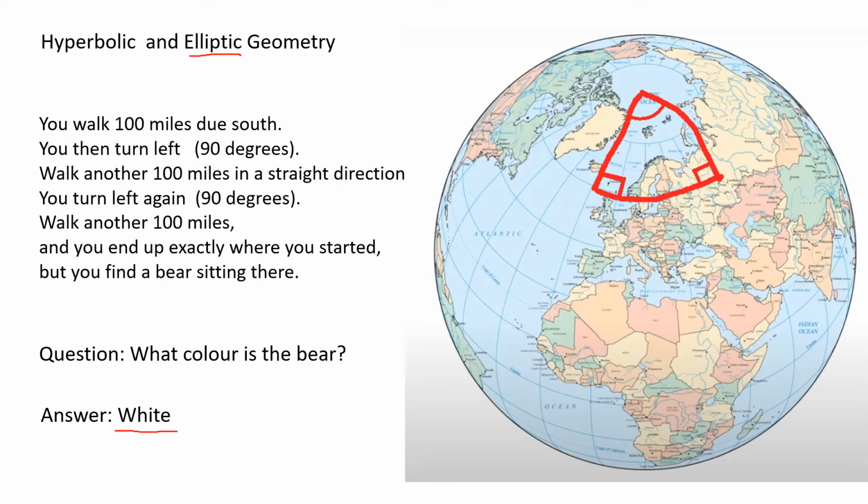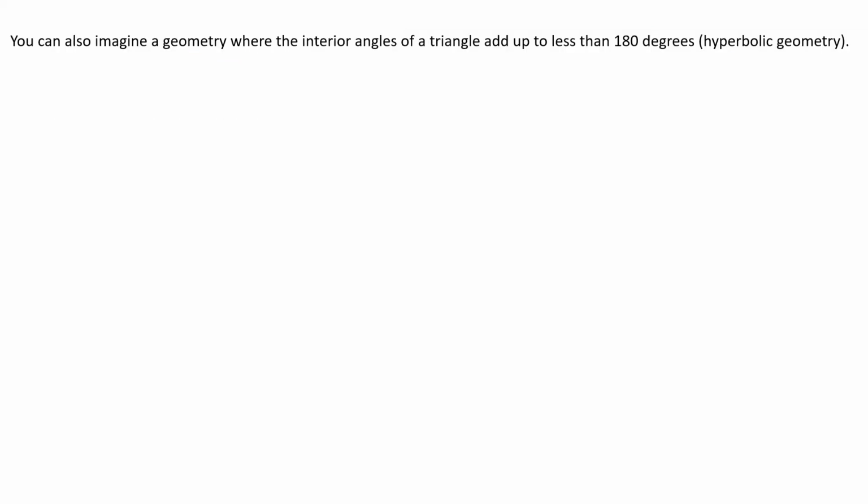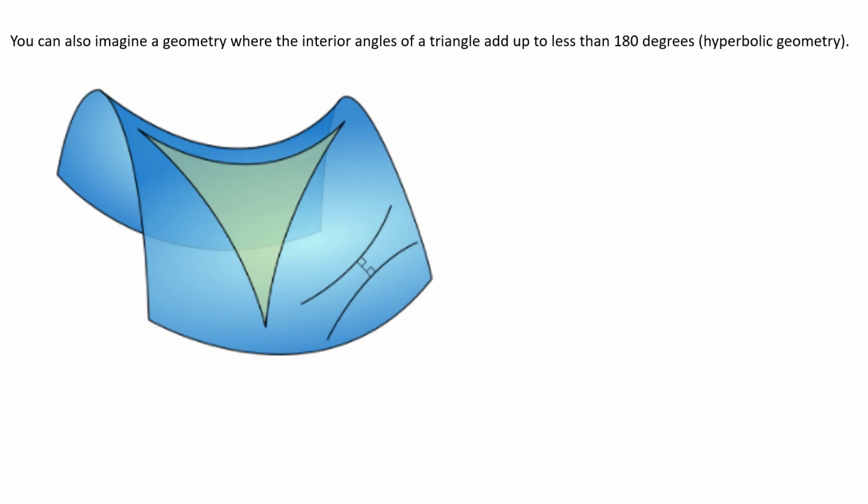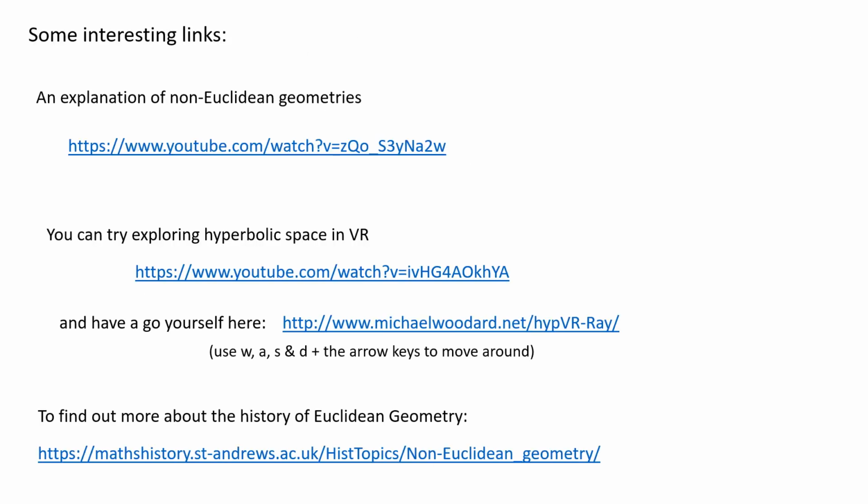And similarly, if the angles here add up to 180, can we have a world where the angles add up to less than 180? And the answer is yes. For example, you can imagine living on the surface of a saddle or on a Pringle. And you'll find if you draw a triangle on a Pringle, the angles add up to less than 180. So if you're interested in finding out more, these are so-called non-Euclidean geometries. You have hyperbolic and elliptic geometry.